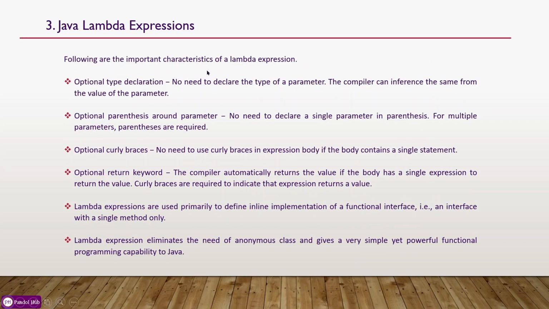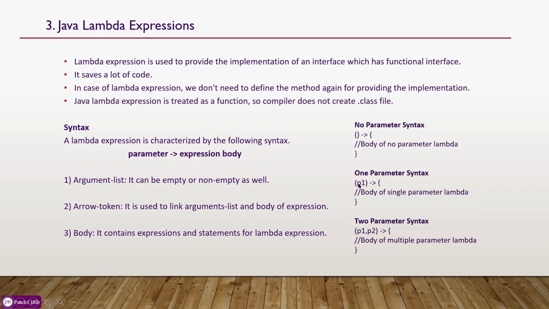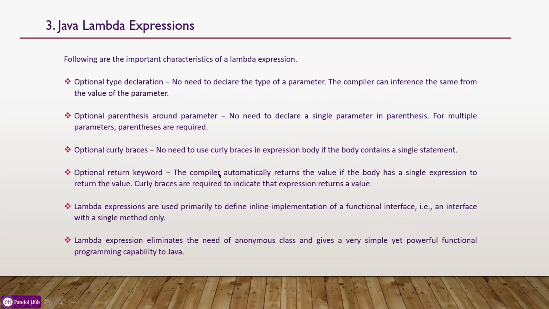So some of the important characteristics of a lambda expression are optional type declaration. As I already mentioned, you don't need to specify the type of input parameter. It's fine if you just have that parameter variable name. And optional parenthesis around the parameter: no need to declare a single parameter in parenthesis. For multiple parameters, parentheses are required. And optional curly braces and optional return keyword.